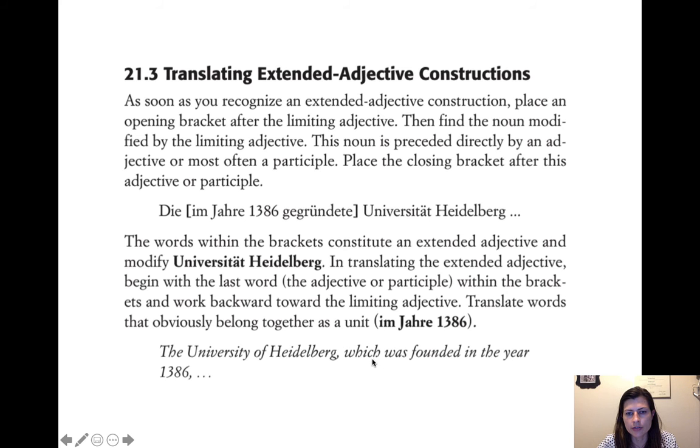And then you can either use, in this case, we are going to use the relative clause. So we're going to say which was. The reason we're doing was is because this is a past participle and not a present participle. So which was founded, gegründet, which was founded. And then we go back to whatever else we have left in the year 1386.